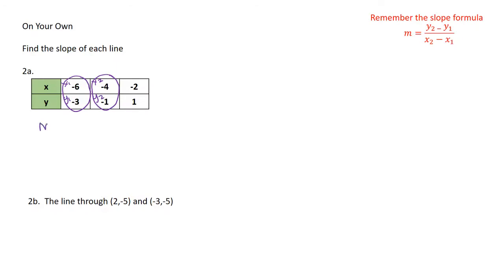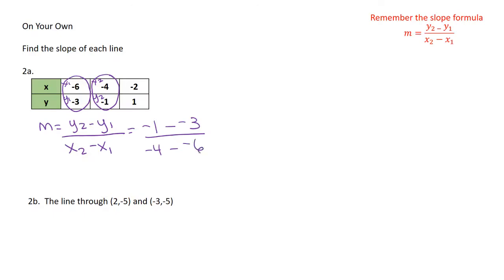So our slope formula equals y2 minus y1 over x2 minus x1. And it really doesn't matter which way you choose it, but once you choose it, you need to keep it straight and make sure you stay the same way. Okay, so our y2 is -1 minus our y1, which is -3. All right, and our x2 over here is -4 minus our x1, which is -6.